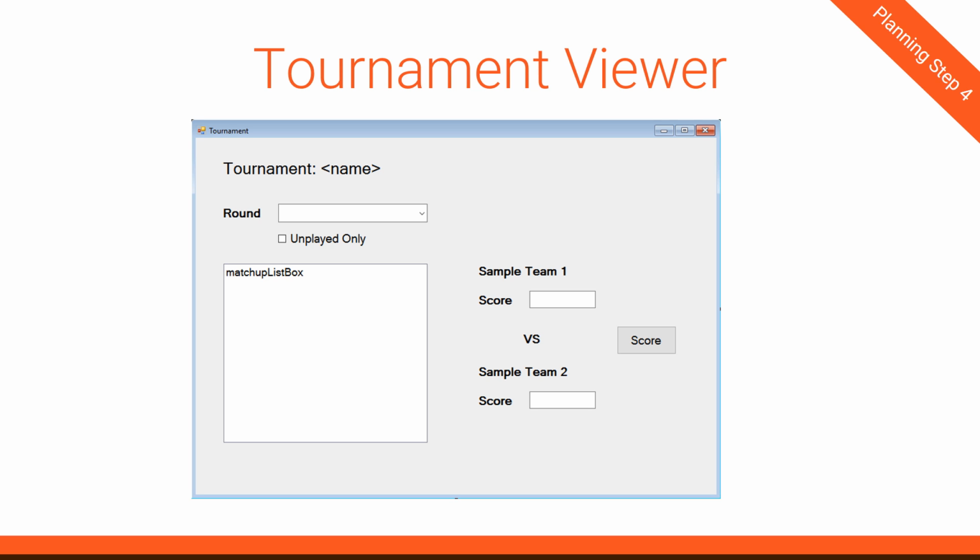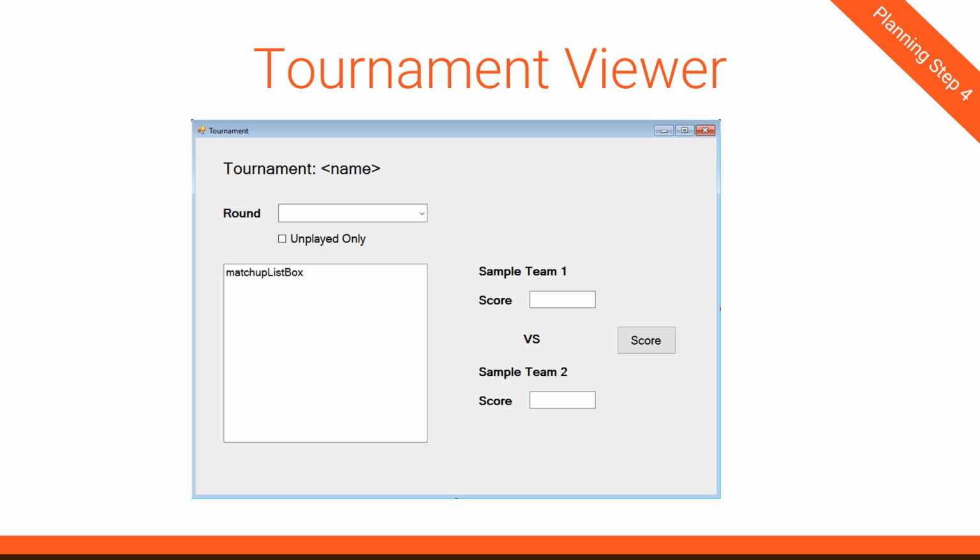And so that drop down for round allows me to choose which round I'm displaying. So in a 4-round tournament, it could be round 1, round 2, round 3, round 4. So that drop down would change based upon the number of rounds. The list box would change based upon which round is selected in the drop down.